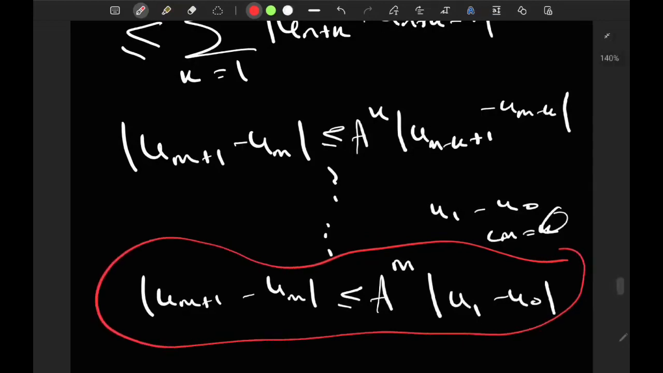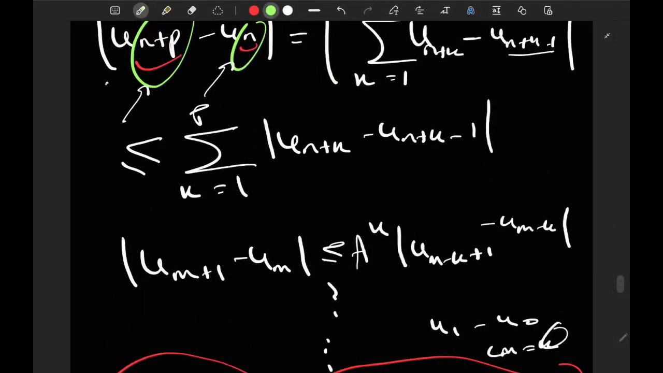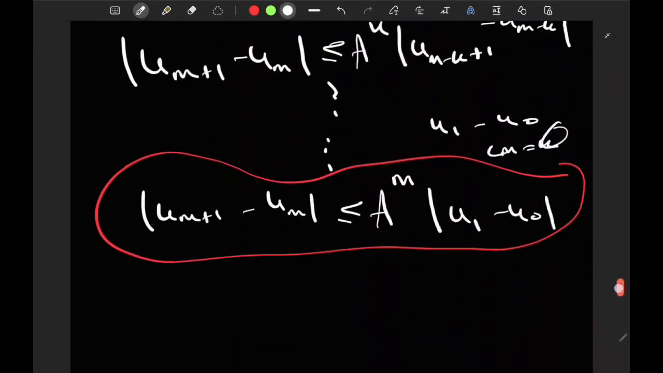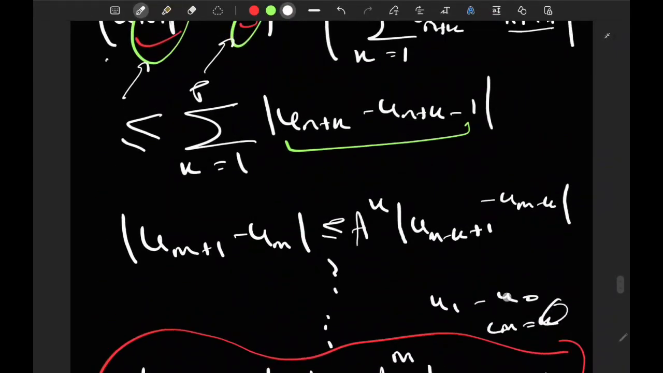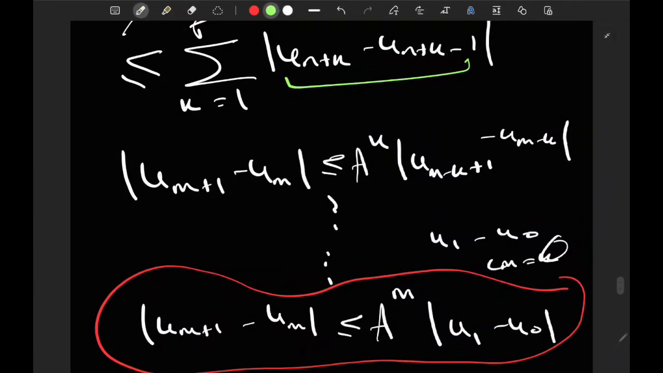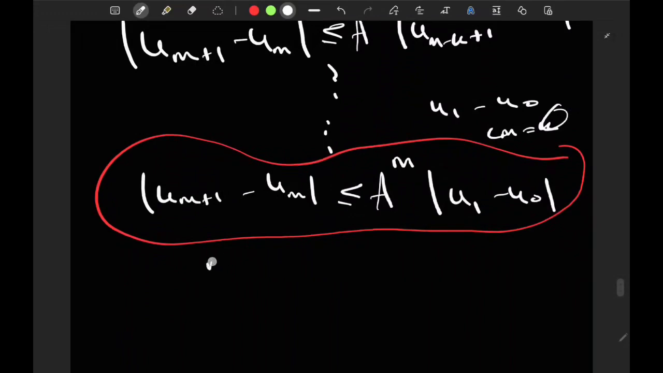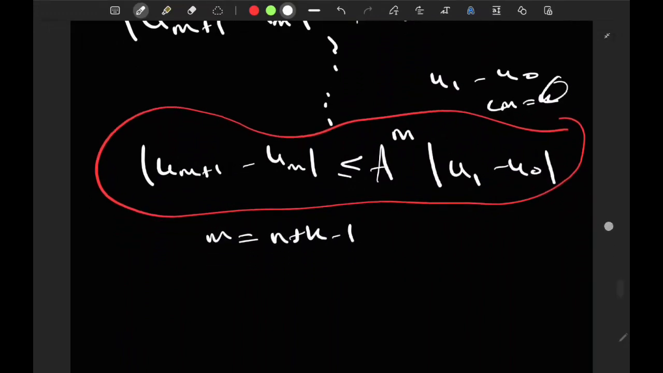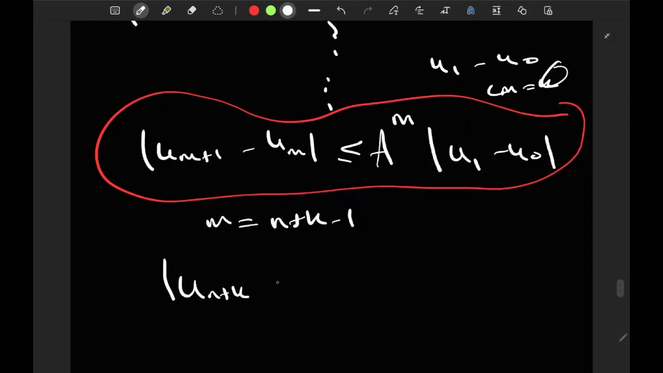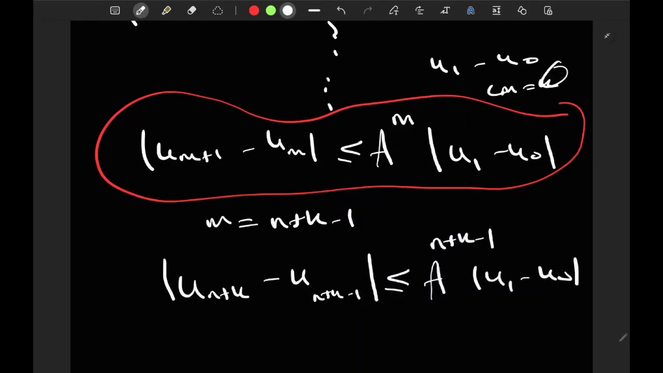Now I'm looking here at u_{n+k} minus u_{n+k-1}. So I'm going to be looking at m being equal to n+k-1. Setting m to be n+k-1, I get that |u_{n+k} minus u_{n+k-1}| is less than or equal to a to the power n+k-1 times |u_1 minus u_0|, right?